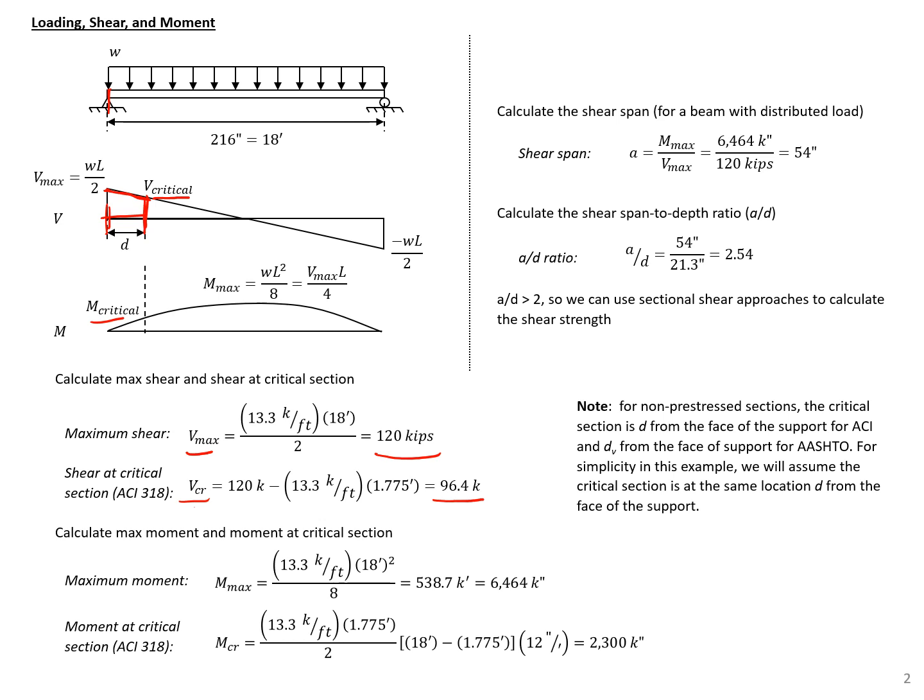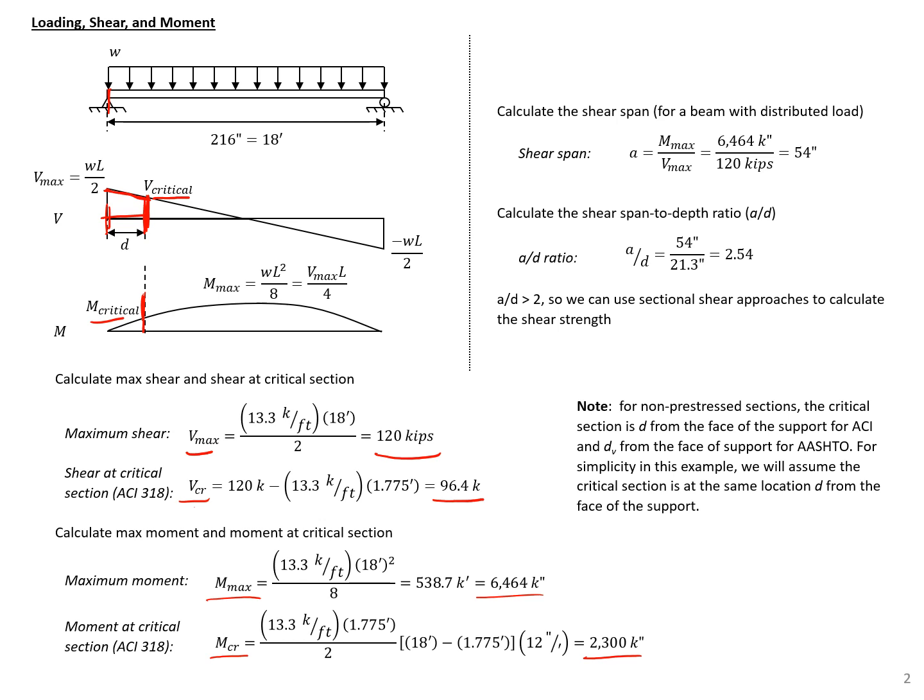We can also find our max moment and our moment at the critical section. So our max moment at midspan and our moment at the critical section of 2300 kips. In both ACI and AASHTO procedures, we're going to use the shear demand at the section where we're calculating our shear strength. So we're going to find our shear strength at our critical section, using the critical shear and critical moments in our shear strength expressions.